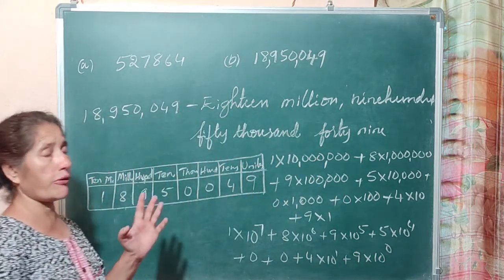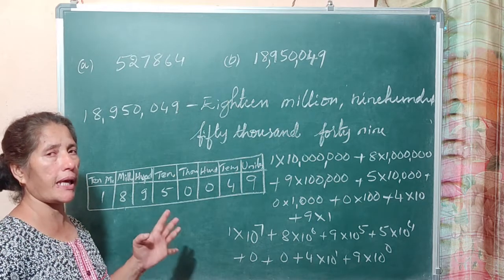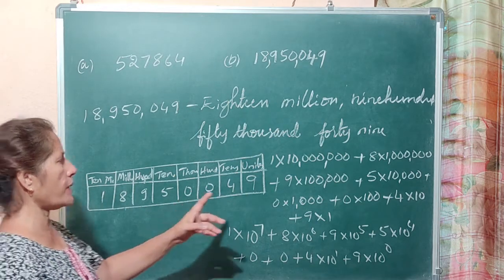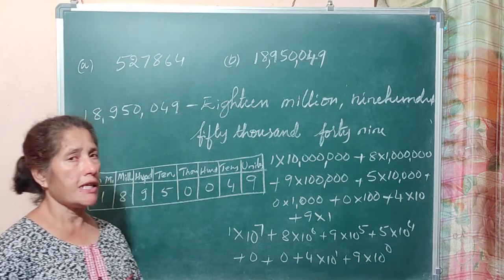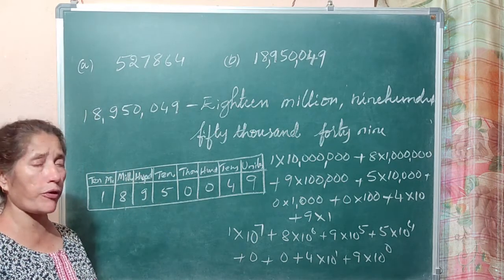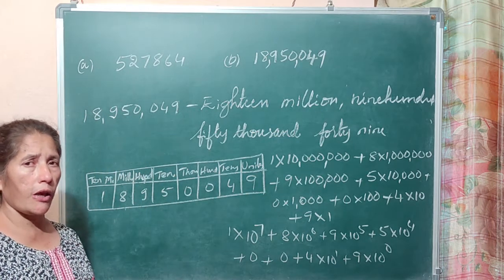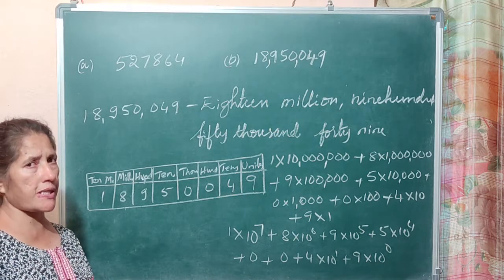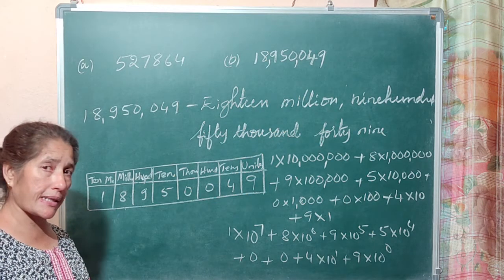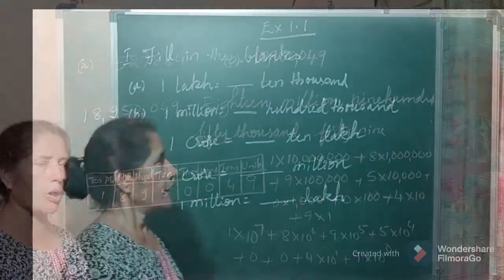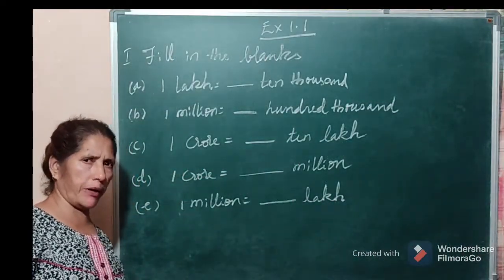This is how you have to write it down in the expanded form in the million system. You can simply write 0. You have no need of writing 0 into 1000 also. If you write it, it is not wrong. If you don't write it, it is not wrong, because 0 into any number is 0. Is it clear to you all? So let us move. Now let us go to exercise 1.1.